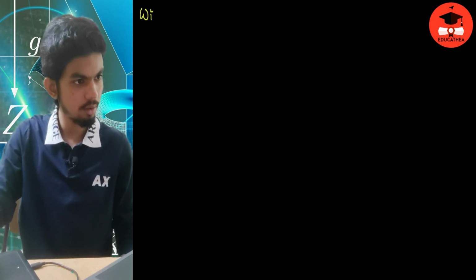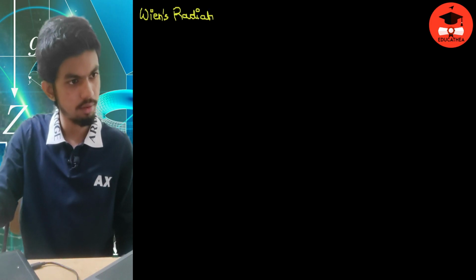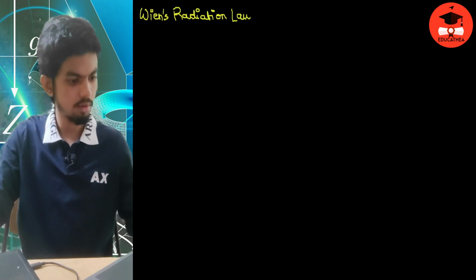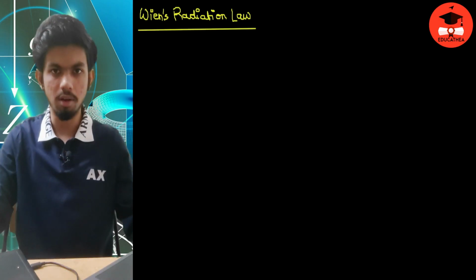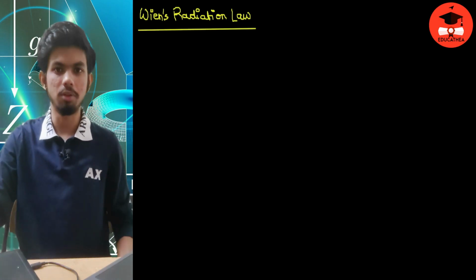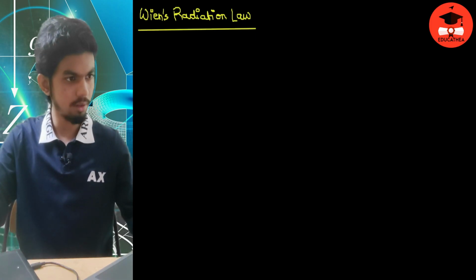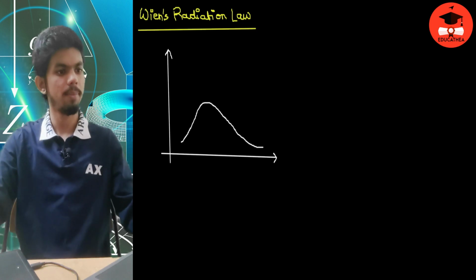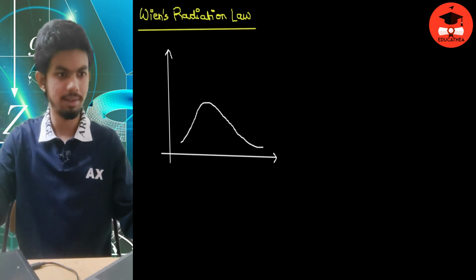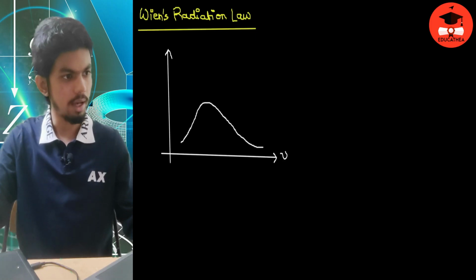Right, so let's talk about Wien's radiation law. So we are all aware of the black body radiation curve that we have been talking about time and again. So it looks something like this, where the x-axis is calibrated in frequency nu and the y-axis is a function of frequency.